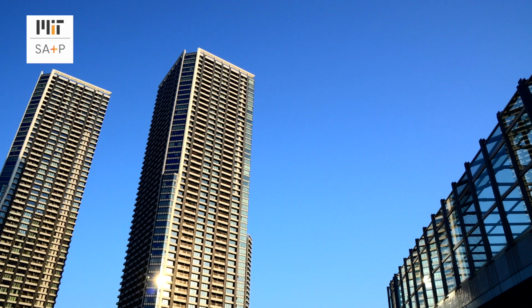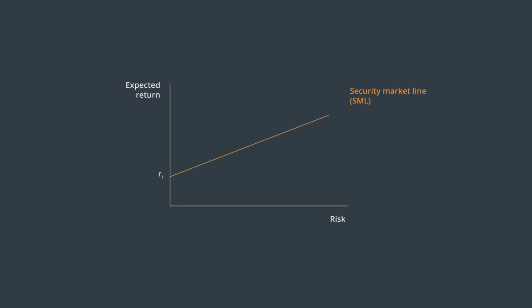Refer back to the example of asset Charlie and asset Delta. Investors would rather invest in asset Charlie. Investors would try to sell asset Delta and bid to buy asset Charlie. Demand for asset Charlie increases and demand for asset Delta decreases. This will drive up the price of asset Charlie and drive down the price of asset Delta.